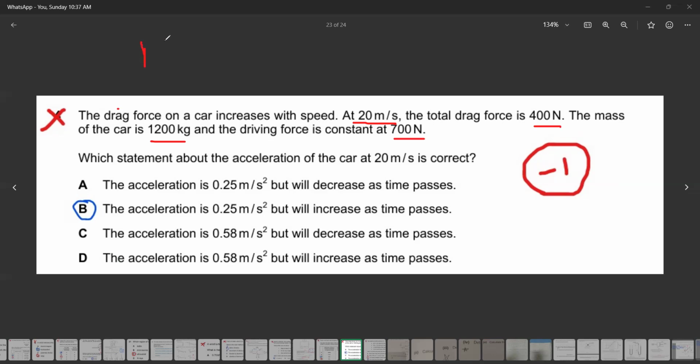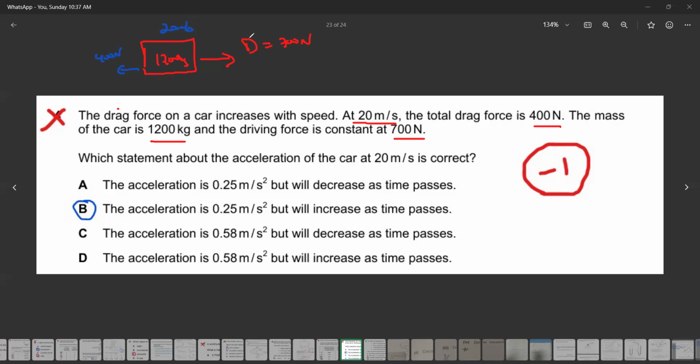So there's a car which has a mass of 1200 kg. The driving force, the force which is driving the car, is 700 newtons. And the drag force, the force which is opposing the car, is 400 newtons. And at this moment, what is the speed of the car? The speed of the car is 20 meters per second.